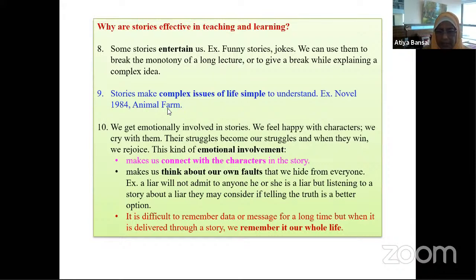We may not complete the book. We may not even learn everything written there. But through the stories, we understand them and remember them for a very long time, often for life. And last point, we get emotionally involved in stories. We feel happy with characters. We cry with them. Their struggles become our struggles. And when they win, we rejoice.